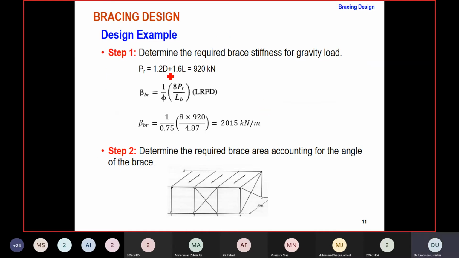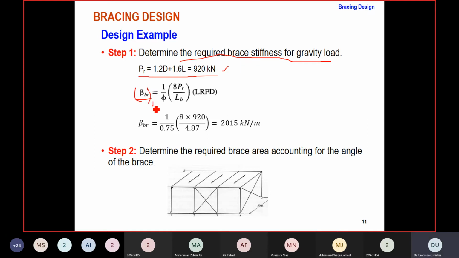So step number 1, in steps we are going to design it. So the same steps you have to follow for your case also, once you are designing any problem statements for your assignment purpose or for designing a steel frame. You have to determine the required brace stiffness for the gravity loads. PR is a simple formula, that's 920 kilonewtons. Keep this PR with you and you can find out the stiffness of the brace. Design stiffness, you can write.